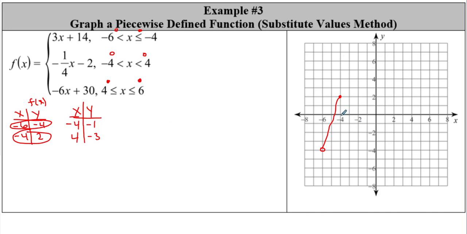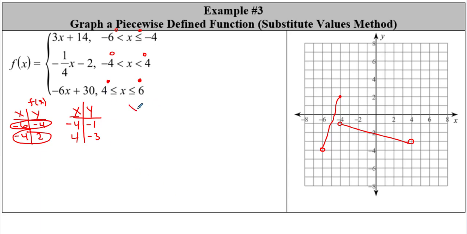So these are our 2 points. We got -4, -1, and that is an open dot. And then +4, -3, and that is also an open dot. And then we can just draw our line.